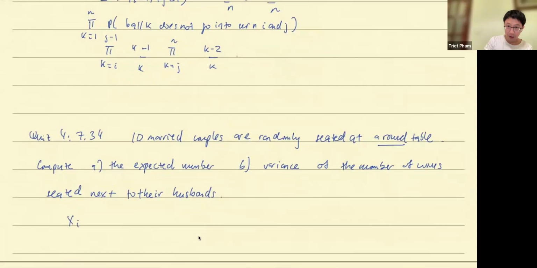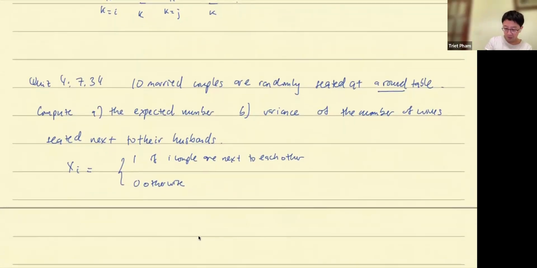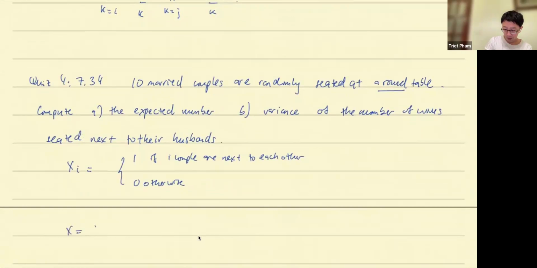So again, you let xi be 1 if, let's say, the i-th couple are next to each other, zero otherwise. And you're looking at x, which is the sum of xi, 1 to 10. And you're looking at the expectation of x and the variance of x.